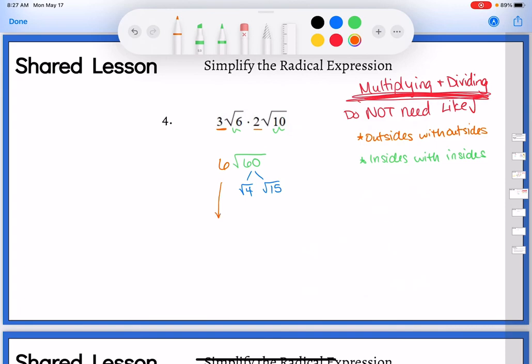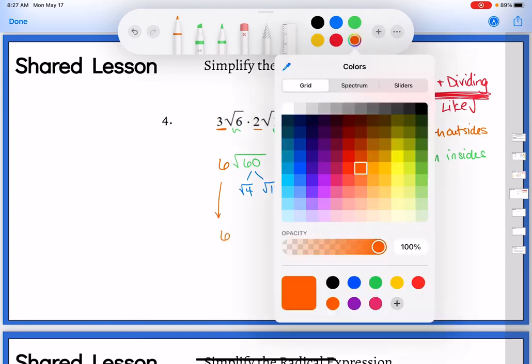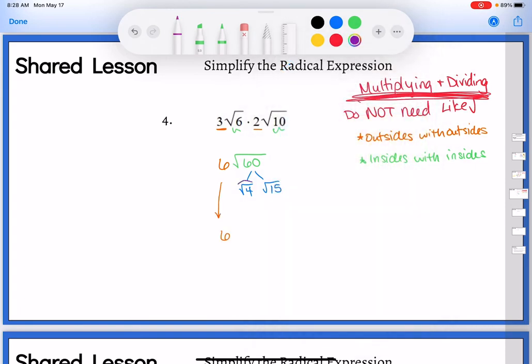Just like we talked about on that first slide. Square root of 4 is a perfect square, so that's going to become 2. So they're both outside, so they're just going to be multiplied together. Square root of 15, though, the only factors of 15 are 5 and 3. Neither one of them is a perfect square, so it's going to stay as the square root of 15.